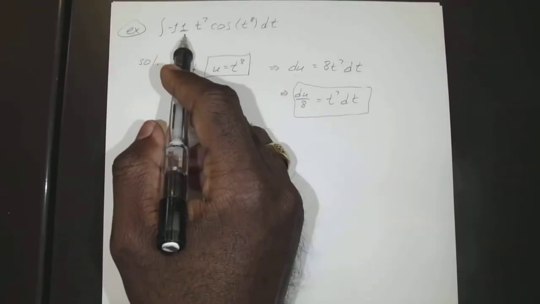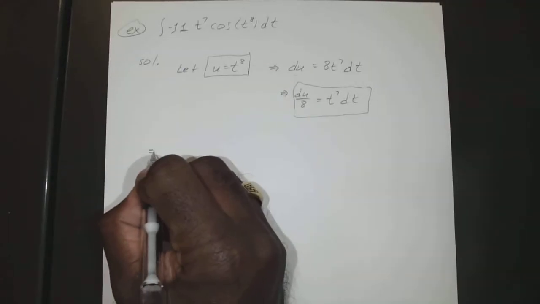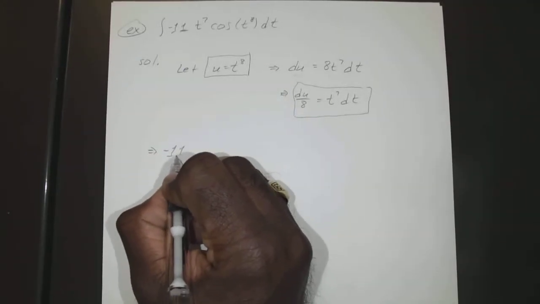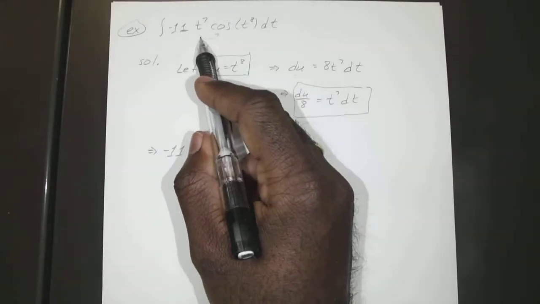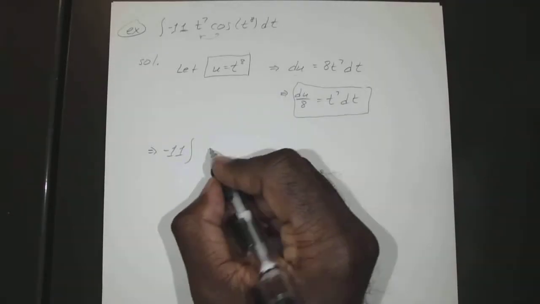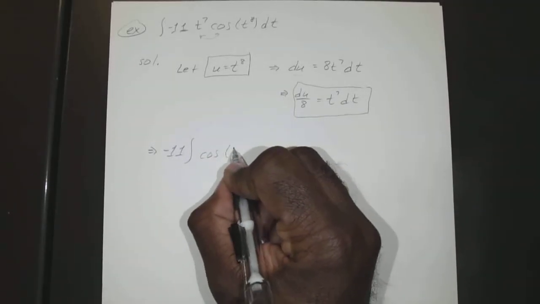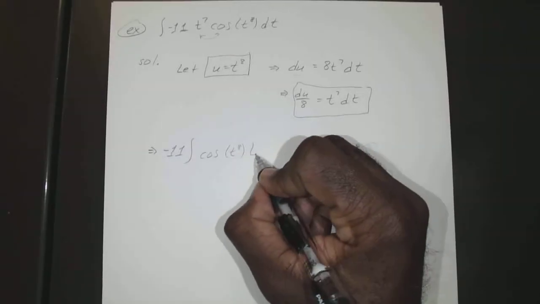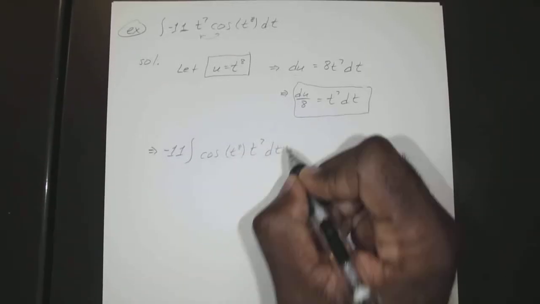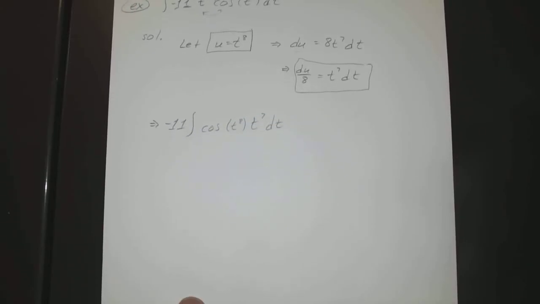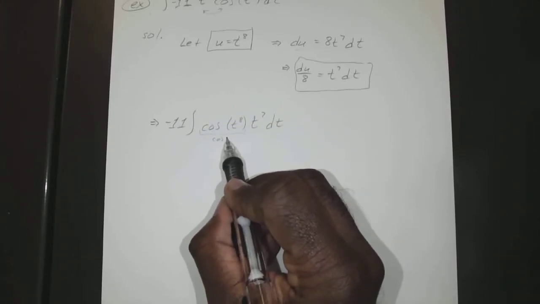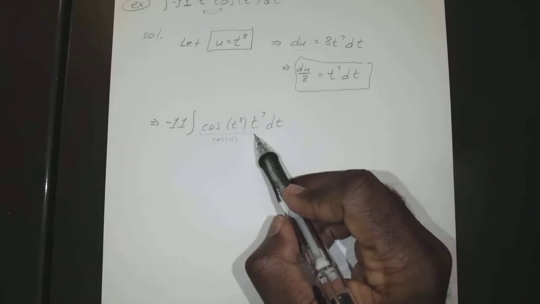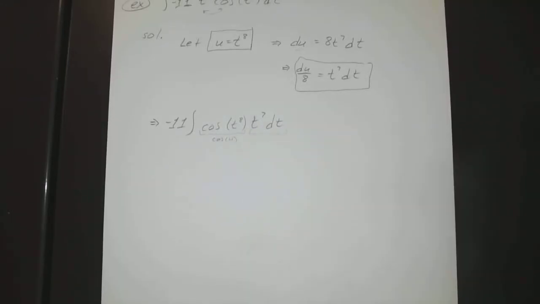All right, so we go back to our problem. We just go ahead and bring that negative 11 out. So we have negative 11 times the integral. And those two, I'm just going to switch them up so everything matches. So that's cosine of t to the power of 8 times t to the 7th with respect to t. Okay, so just like before, this gives us our cosine of u, and this gives us our du over 8.